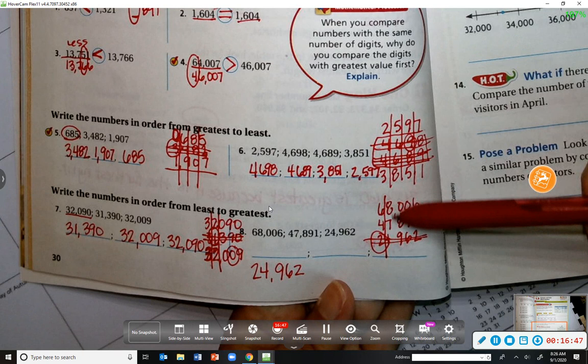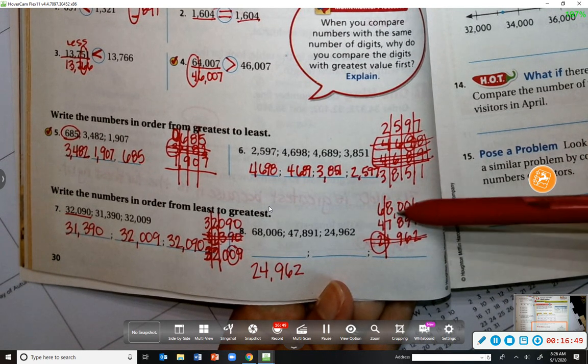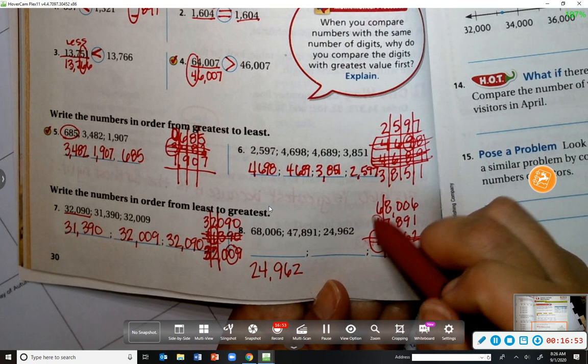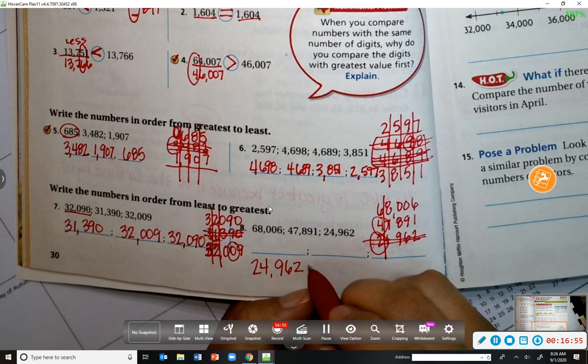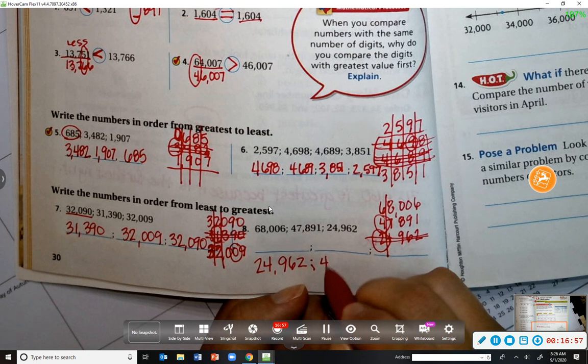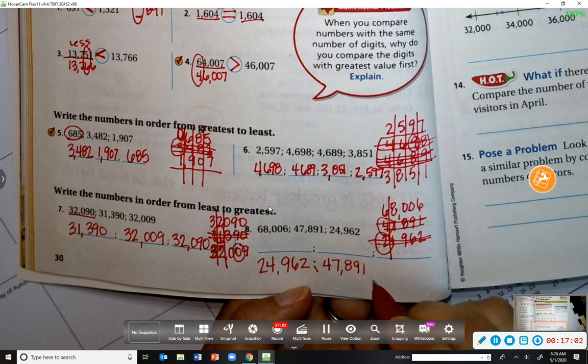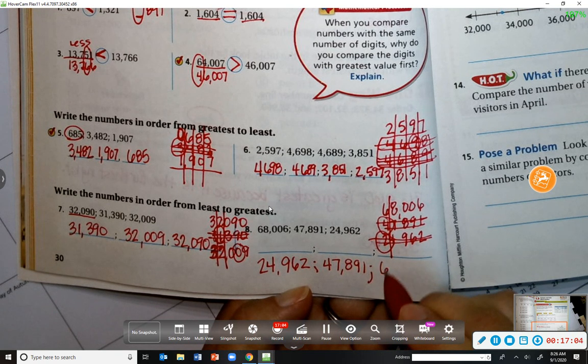Okay, now I just have the top and the middle. 6 and 4. I know 4 is lower than 6, so that is my next number. And then last, 68,006.